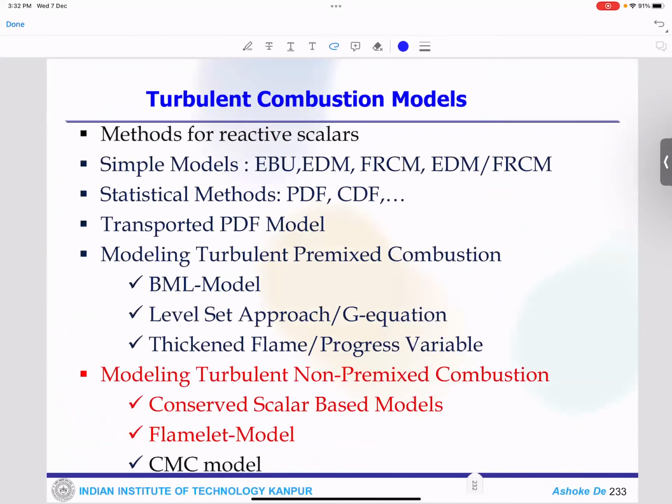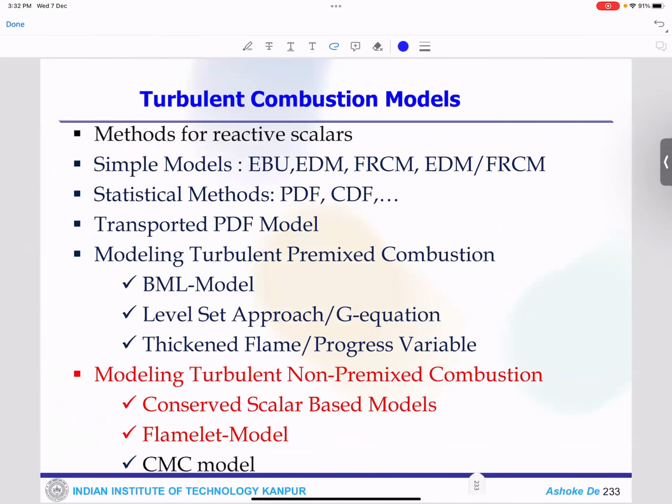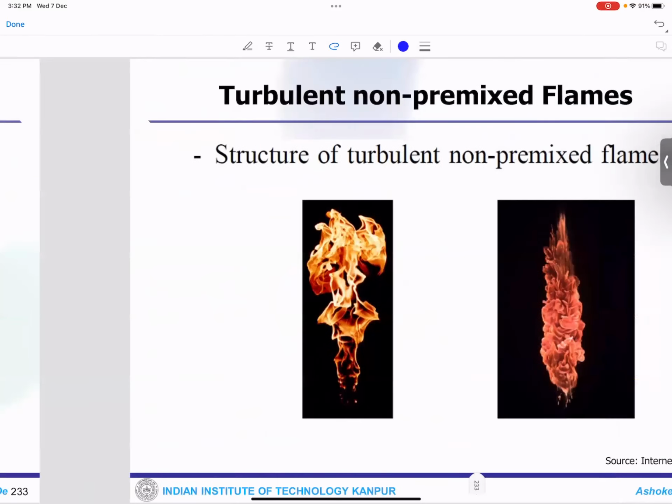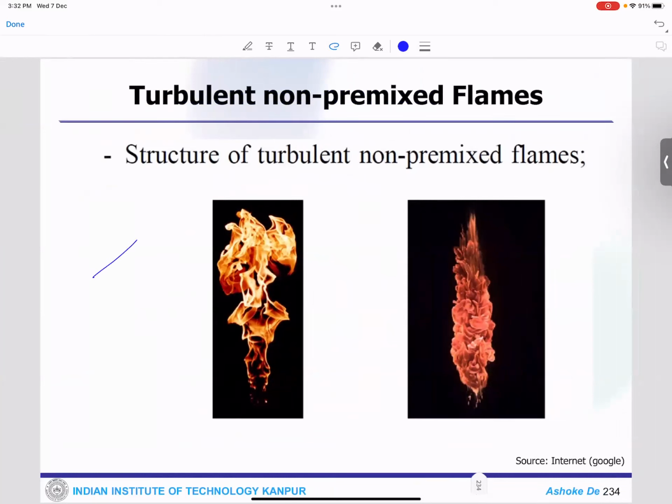Now we move to the non-premix flame. For non-premix flame, the idea is totally different. If you have a reacting system, you inject your fuel and you inject your oxidizer. Once they enter the reacting system or the combustion chamber, they mix through molecular diffusion, and then the reaction goes on. So the models behind the premix flame cannot be straightforwardly used for the non-premix flame.